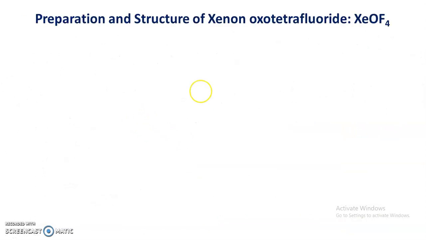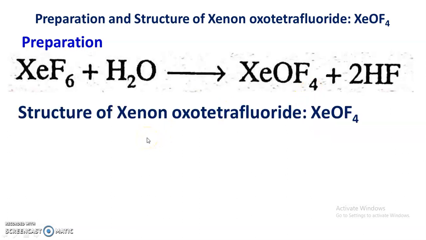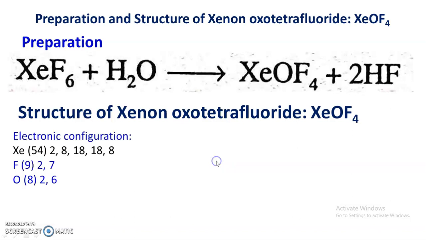Now the preparation and structure of xenon oxo tetrafluoride, XeOF4. So this xenon oxo tetrafluoride, it is prepared by partial or controlled hydrolysis of xenon hexafluoride. So after partial hydrolysis of xenon hexafluoride, we get xenon oxo tetrafluoride. Now structure of xenon oxo tetrafluoride.